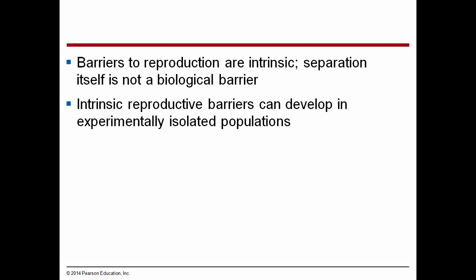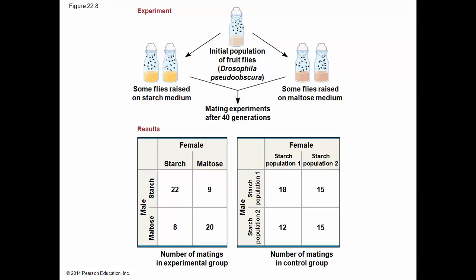Barriers to reproduction are intrinsic. Separation itself is not a biological barrier. There could be separation between two populations, but if the environmental conditions are the same and consistent between those two populations, then there will be no cause for evolution, no cause for natural selection if the environmental conditions remain the same. Intrinsic reproductive barriers can develop in experimentally isolated populations.